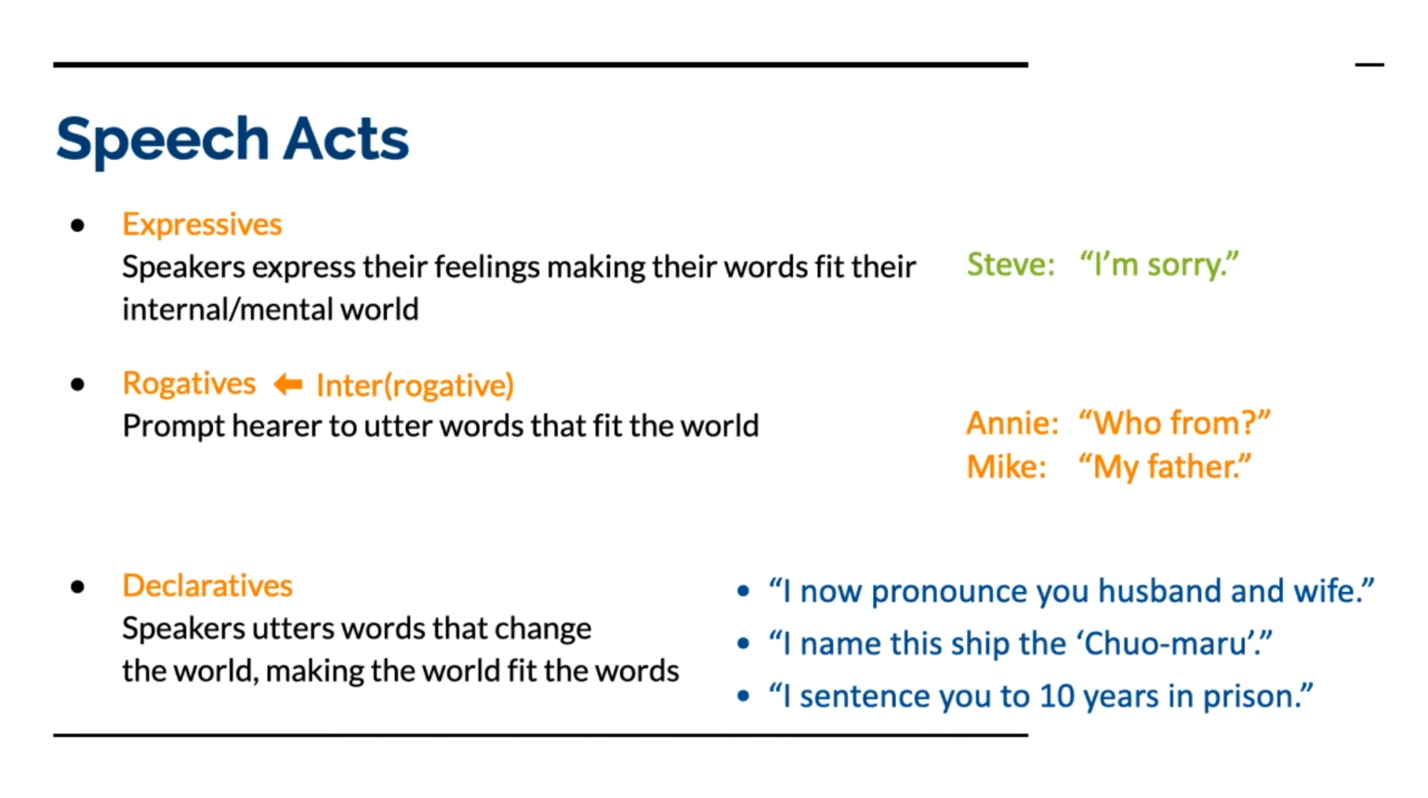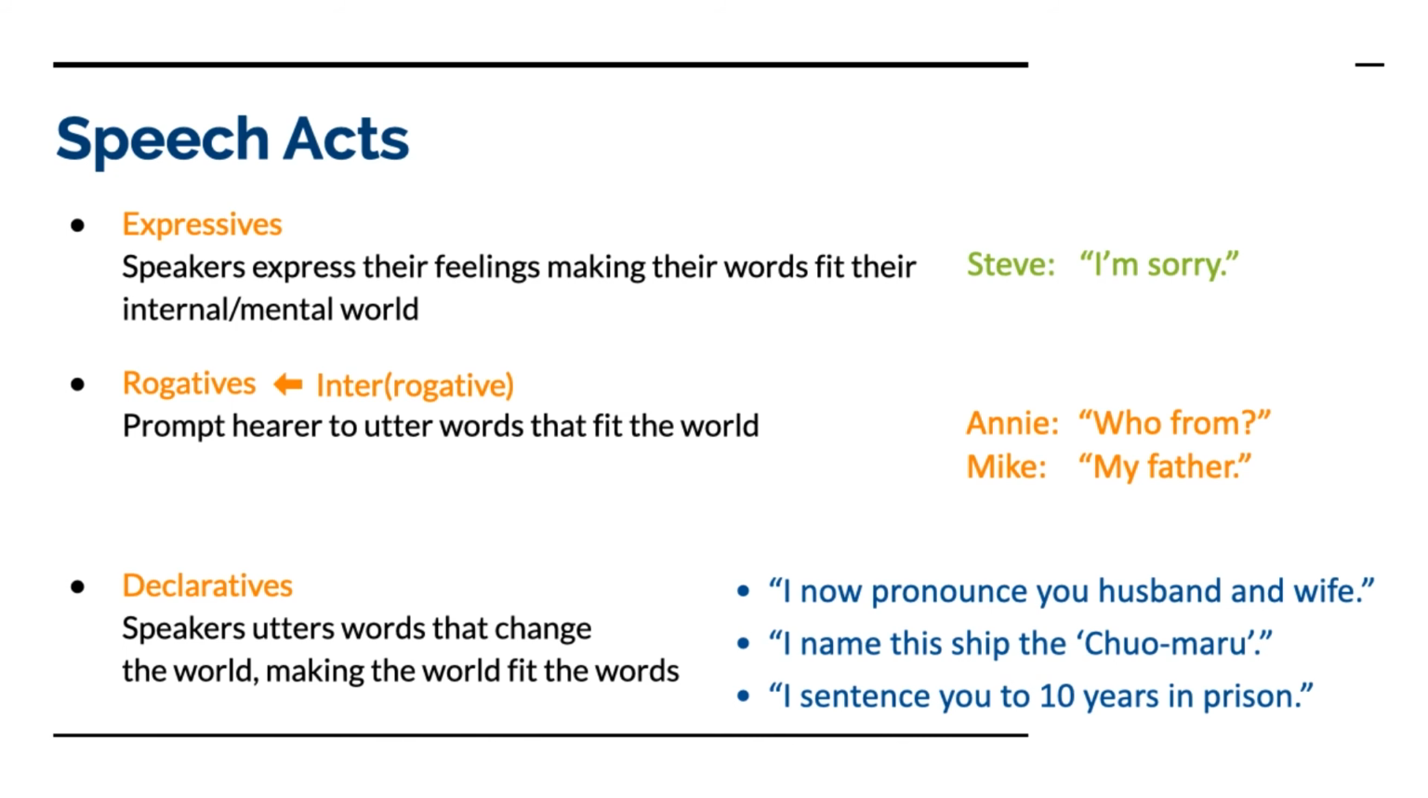So when a minister in a wedding ceremony utters, "I now pronounce you husband and wife," in that moment, the couple changes. They go from not being husband and wife to being husband and wife. So in saying the words, the situation in the world has changed. The status of the couple is now a couple made up of a husband and a wife.